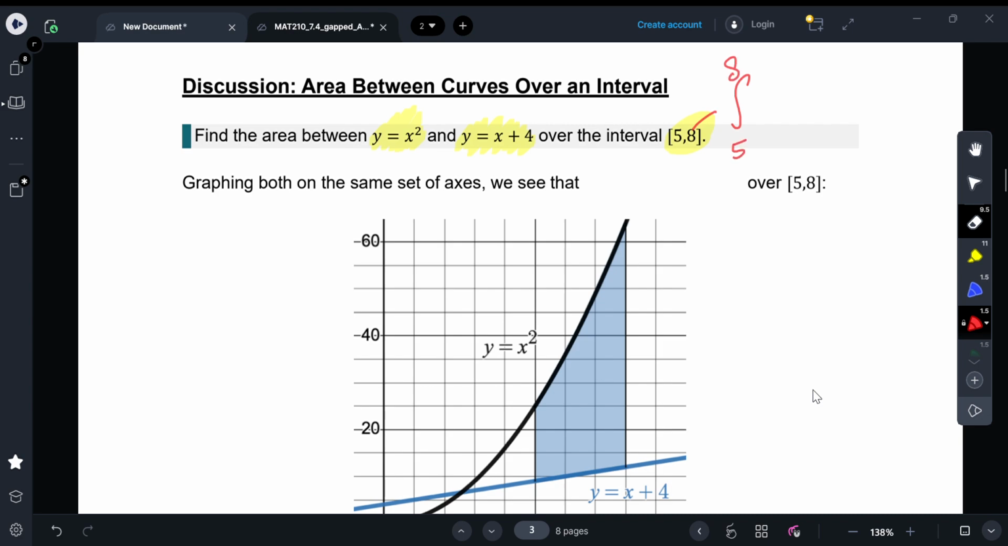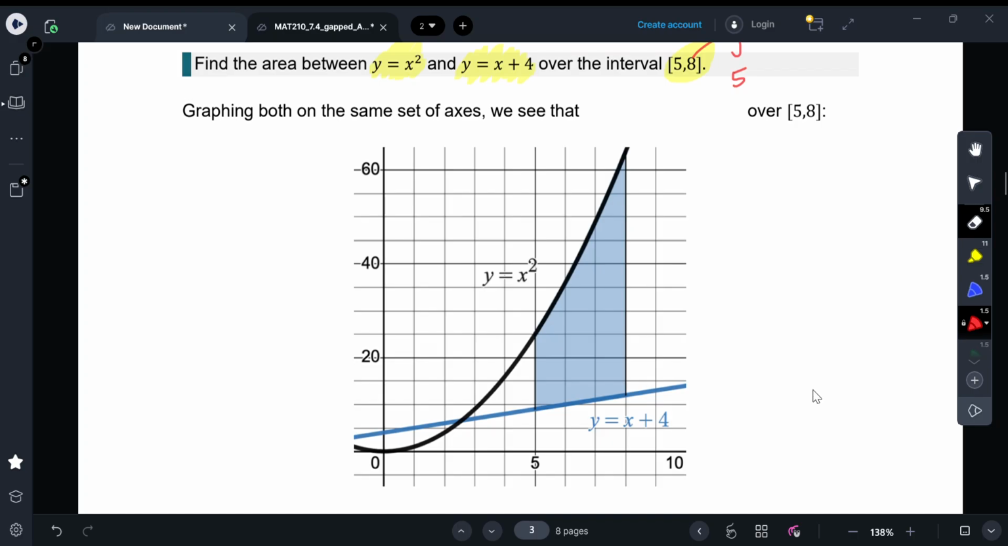We want from 5 to 8. Graphing both on the same set of axes, we can clearly see from the graph. Now it might not be given in the exam, and we'll solve questions like that in the review also. In this case, I can clearly see that x squared is higher than x plus 4 over this 5 to 8 interval. We are only interested in 6, 7, 8, right? If I only focus on 5 to 8, x squared is greater than x plus 4.